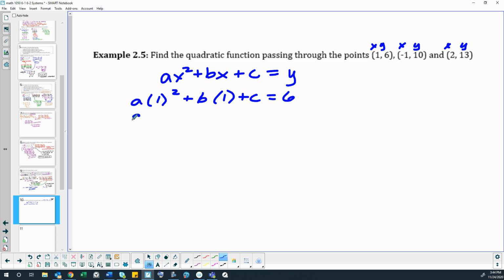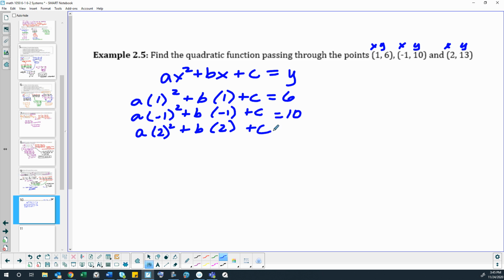Let's look at our next point. So a times negative 1 this time. And that equals 10. Then our last one is 2. Plug in our x value of 2. And that resulting y value is 13.